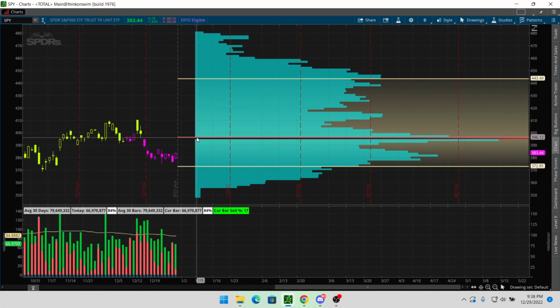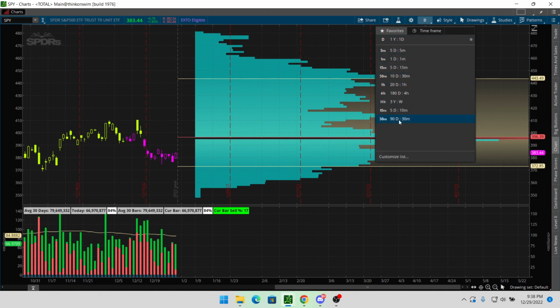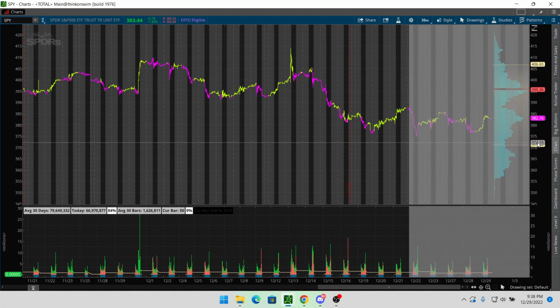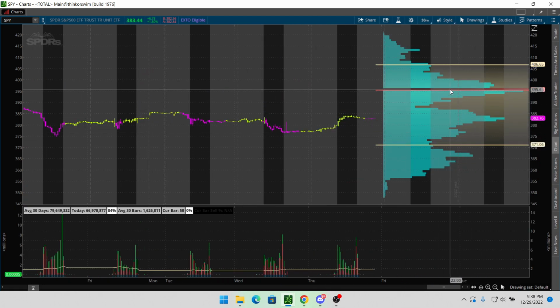Now, it might work as a magnet that price draws up to, and it might be hard for price to break through that. So just something to consider. One of the settings that we'll use here is a 90-day 30-minute to look at this as well. And I'm just going to zoom in on some recent stuff here so we can look recently at it and see where our volume profile is.